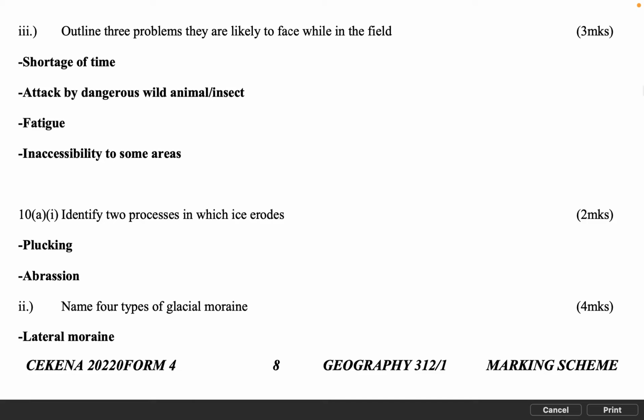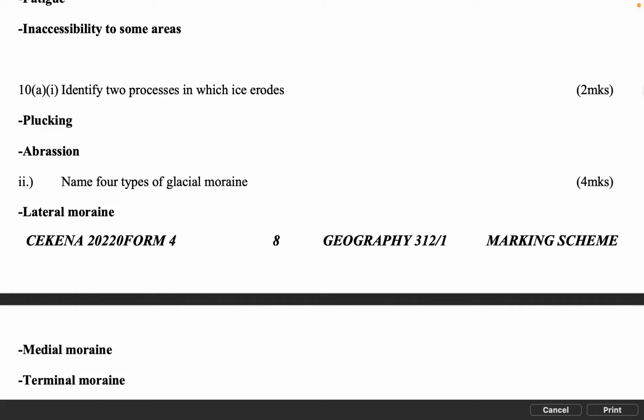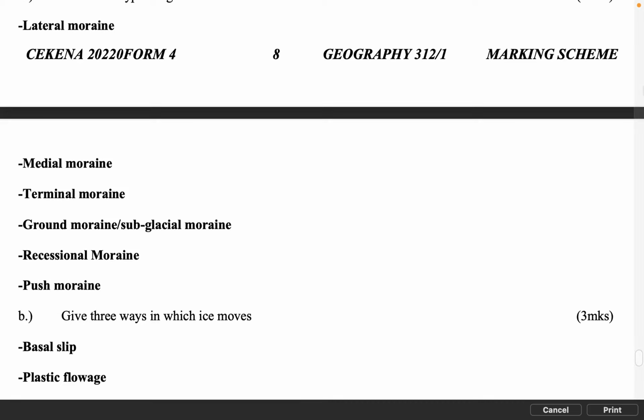10A. Identify 2 processes in which ice erodes. 2 marks. Plucking. Abrasion. E. Name 4 types of glacial moraine. 4 marks. Lateral moraine. Medial moraine. Terminal moraine. Ground moraine. Subglacial moraine. Recessional moraine. Push moraine.